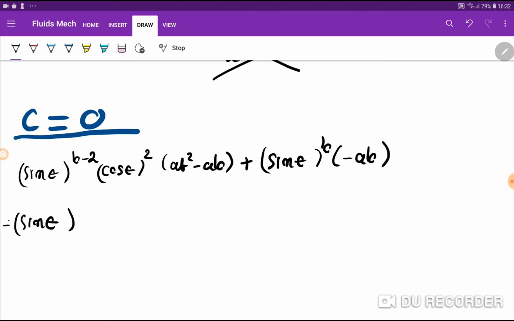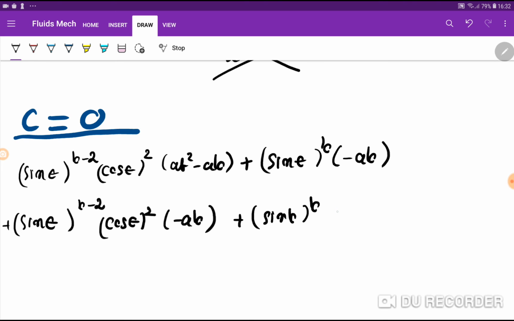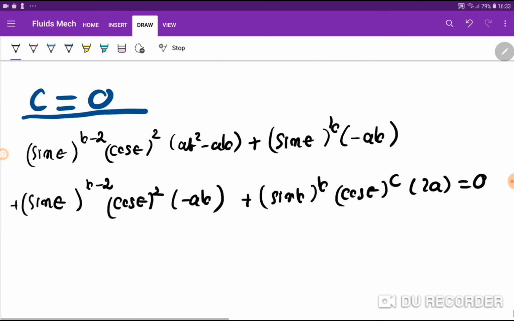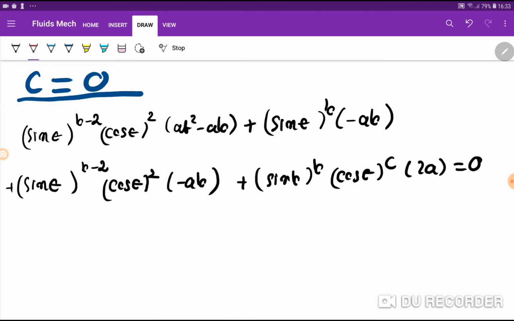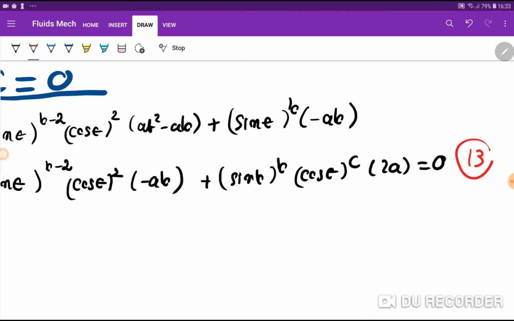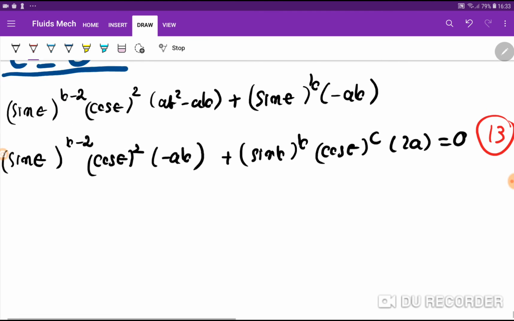And then add sine theta to the power b minus 2, cos theta to the power of 2 times negative ab. Okay. And then the sixth term cancels out. Then add sine theta to the power b times cos theta to the power of c times 2a equals 0. And we're gonna do the same thing. We're gonna count this as equation 13. I'm gonna divide equation 13.